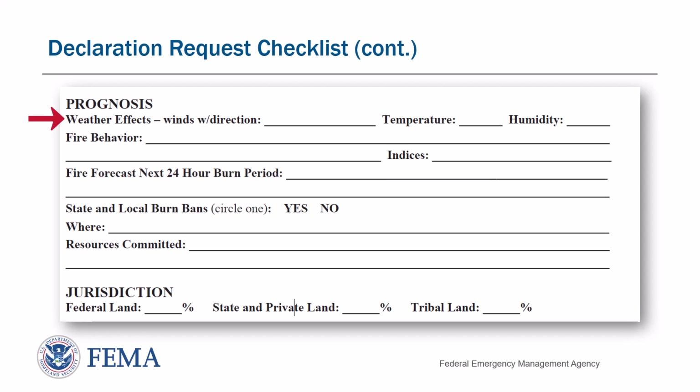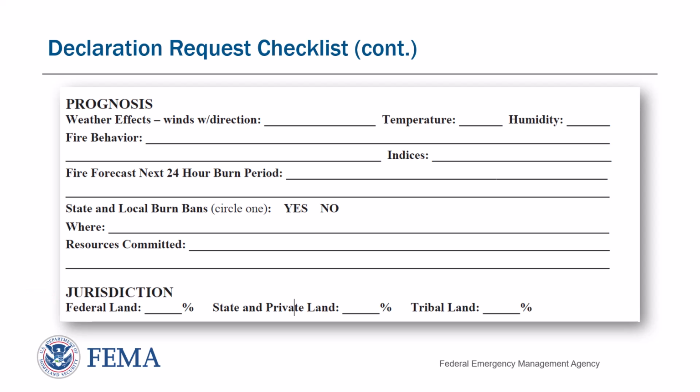Additional individual data fields in the fire event information section include weather, the effects including wind direction, temperature, the humidity, the fire behavior, fire forecast for the next 24 hours in a burn period, the state and local burn bans if applicable, where the burn bans are in effect, and resources committed. The jurisdictions include federal land, state and private lands, and tribal lands, and what percentage of the fire is burning on each.